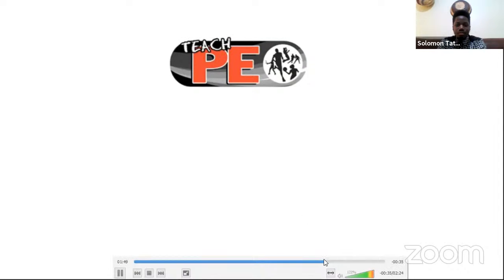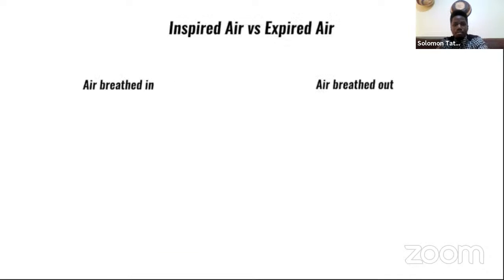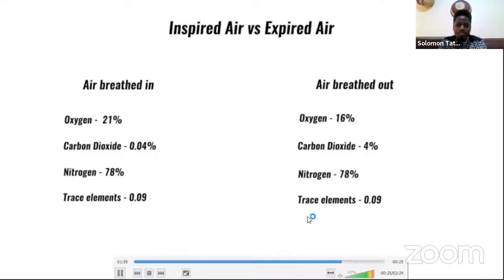To the alveoli, where it can then be exhaled or breathed out. We can see the results of gaseous exchange from comparing air we breathe in with the air we breathe out.